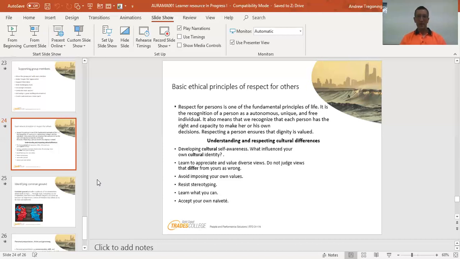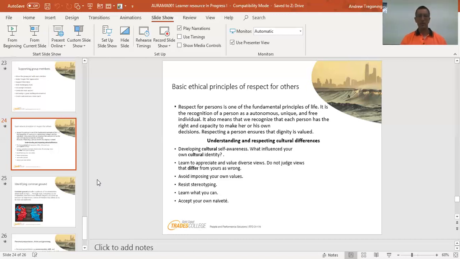Along with that goes understanding and respecting cultural differences. Developing cultural self-awareness is something that we need to do. As a question, what influenced your own cultural identity? Learn to appreciate and value diverse views. Do not judge views that differ from yours. Do not judge those views as being wrong. They're just different. There's somebody else's view, which may not be the same as yours.